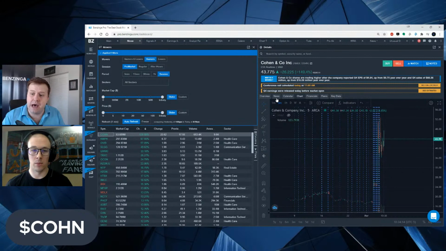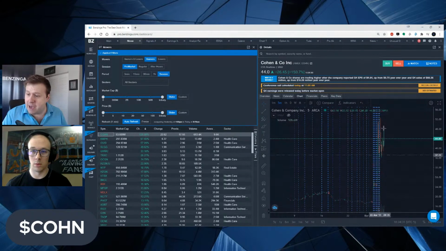Now, what's cool about this is that by having this set up, if our news desk figures out why a stock is moving or why a stock is putting in the gap that it's putting in, it's going to tell you. You can see here it's trading higher after the company reported a good Q4 EPS, and so that's why there's additional interest.